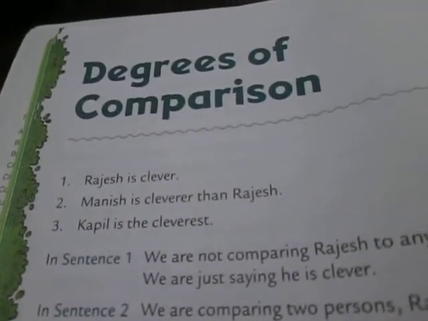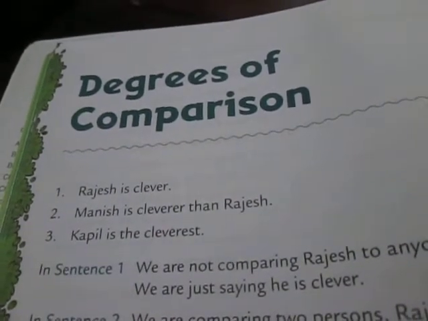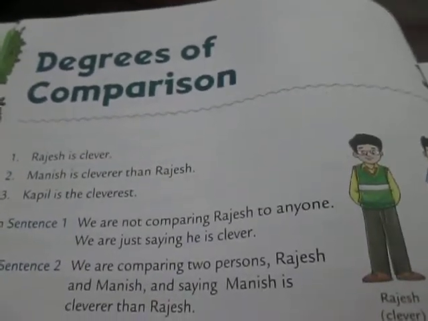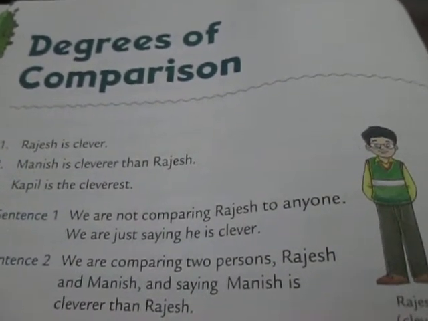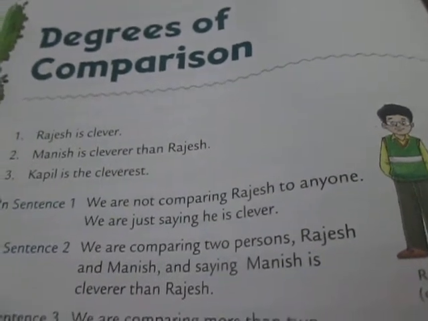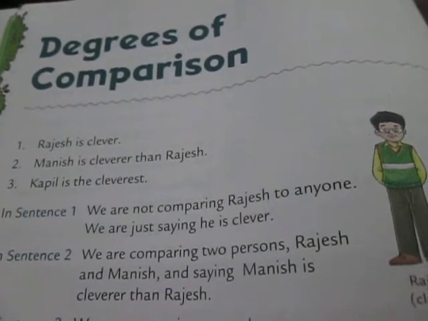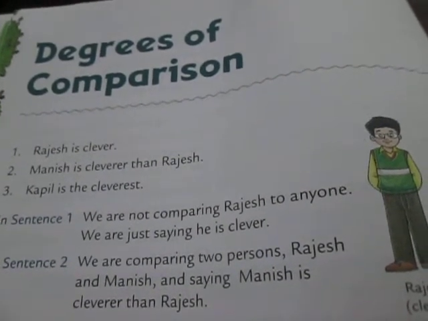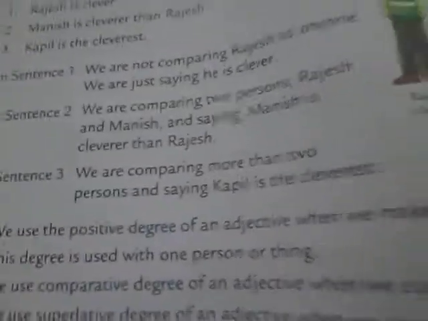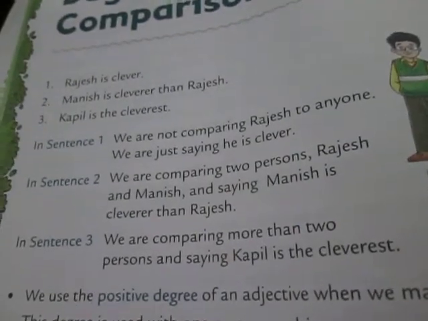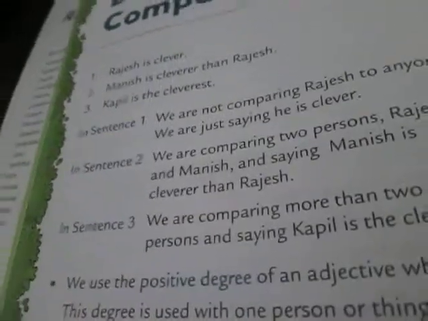So now you can see there are some examples. Rajesh is clever, Manish is cleverer than Rajesh, and Kapil is the cleverest, right? So in the first sentence we are not comparing Rajesh to anyone, we are just saying he is clever, so it is positive. In the second sentence we are comparing two persons, Rajesh and Manish, and saying Manish is cleverer than Rajesh, so it is comparative. And in the third we are comparing more than two persons and saying Kapil is the cleverest, right? So it is our superlative.